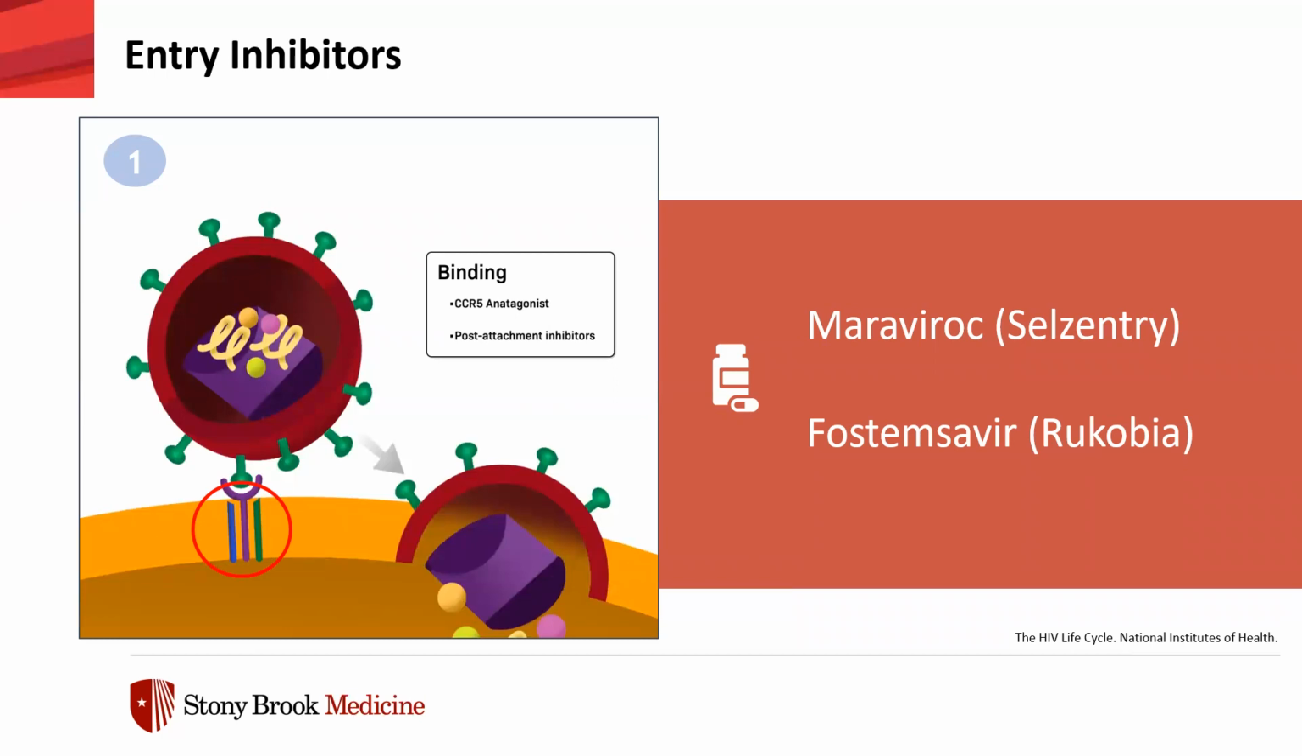The other medication directed against the first stage in the HIV life cycle is fostemsavir, sold under the brand name Rukobia. This is a newer medication to the market, and it has its novel mechanism of a GP120 directed attachment inhibitor. And I will discuss this more in depth at the end of this presentation.